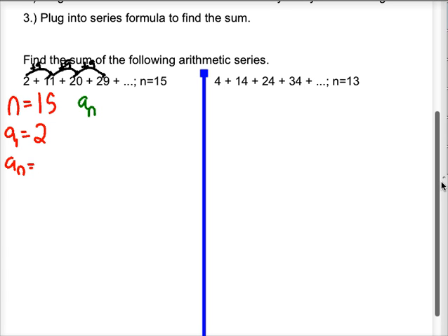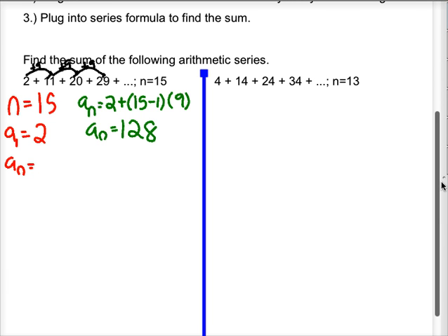So this time, I need my future term. I know my first term. I know my n. And I know my d. So in this case, it's actually just a matter of plugging all of that into the calculator. So 2 plus 15 minus 1 times 9. If you plug it in exactly as is, you should get that your last term is 128.